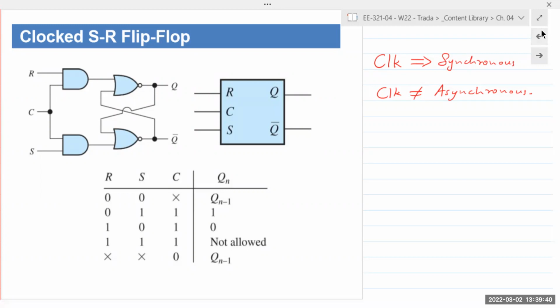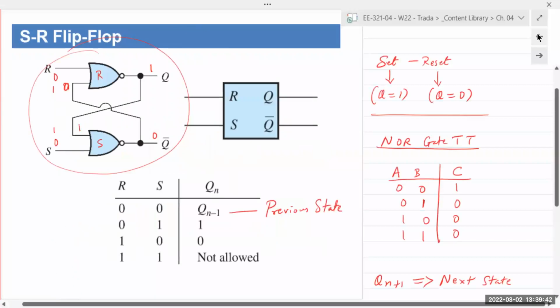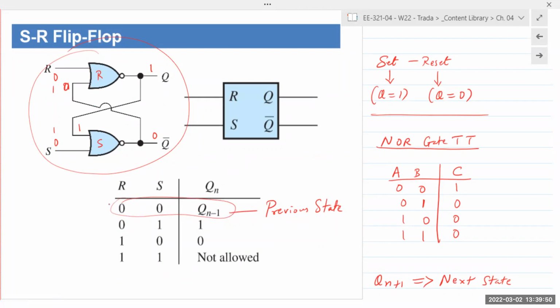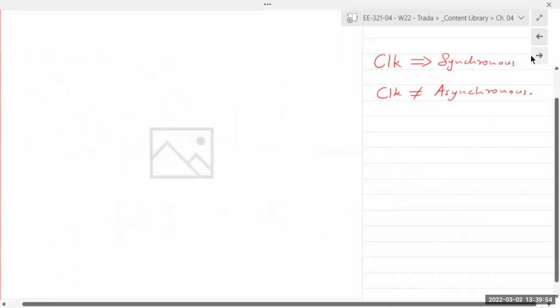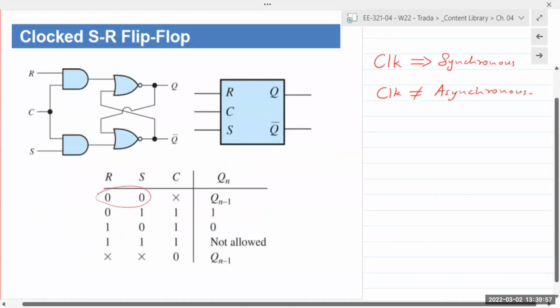Just as a refresher, let's go back 2 slides. 0, 0, previous state. S is 1, output is 1. S is 0, output is 0. You go here. Inputs are 0, 0, output is previous state, Qn minus 1. S is 1, output is 1. R is 1, output is 0.